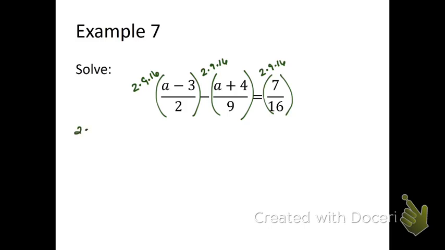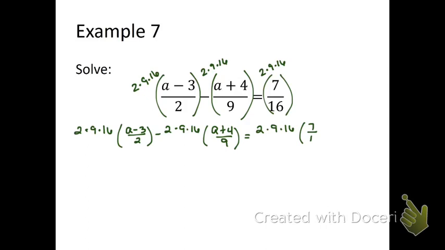So I've got 2 times 9 times 16 times a minus 3 over 2, minus 2 times 9 times 16 times a plus 4 over 9, equals 2 times 9 times 16 times 7 over 16. Alright, so now let's go ahead and cancel.